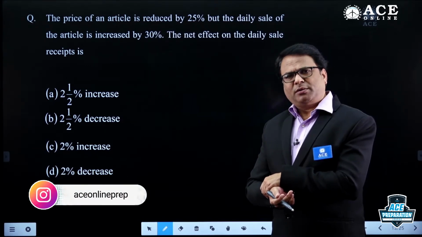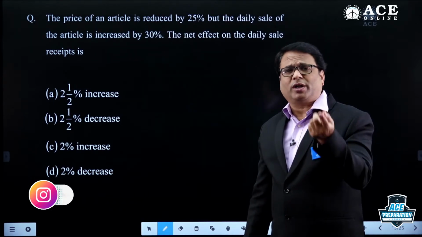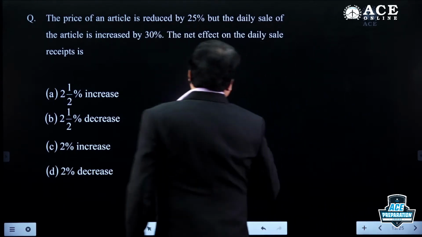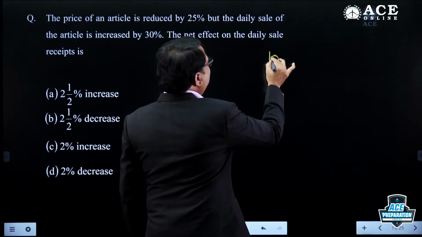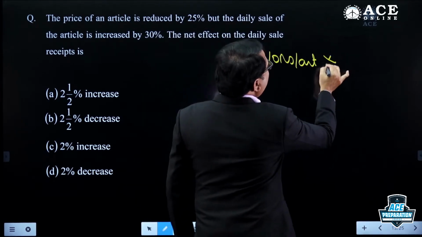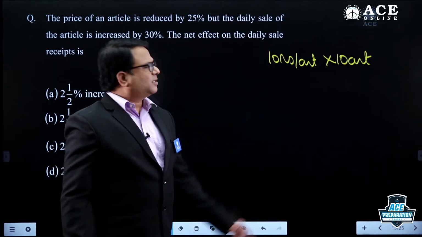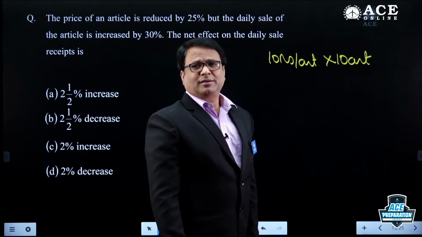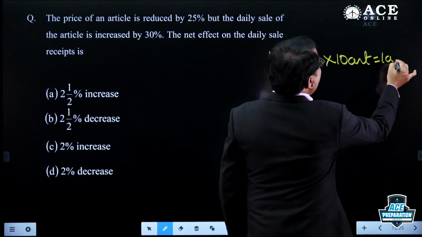Now we do this question with a very, very simple approach. You can do it just orally without putting anything on paper. Let us see how we do it. Now, I assume the price of each article as 10 rupees, and the number of articles sold as 10 articles. Then what will be the collection for the day? The collection for the day is 100 rupees.